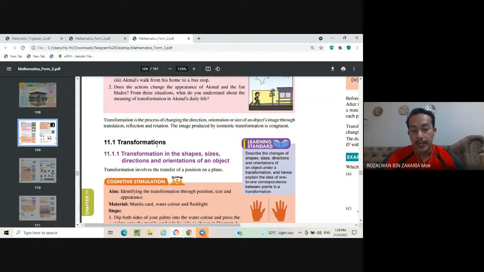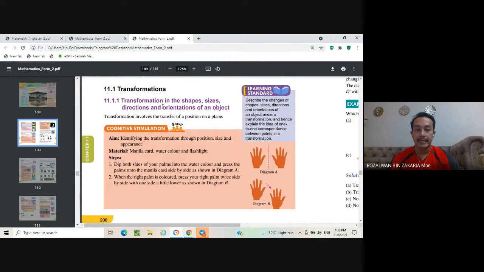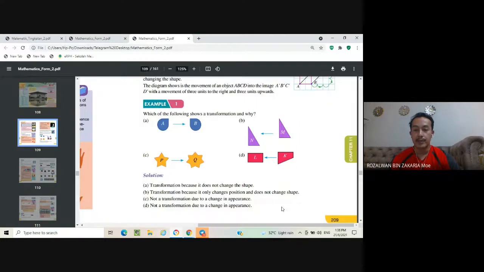All right, now look at this one, the first subtopic, 11.1, transformation. Transformation is a change in the shape, size, direction, and orientation of an object. Transformation involves the transfer of a position on a plane. So please look at here.